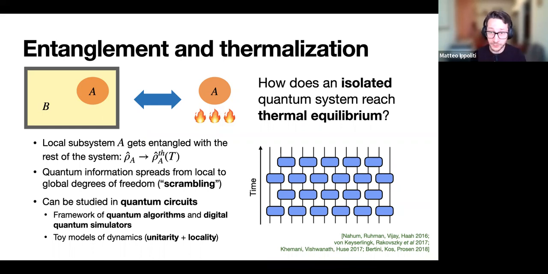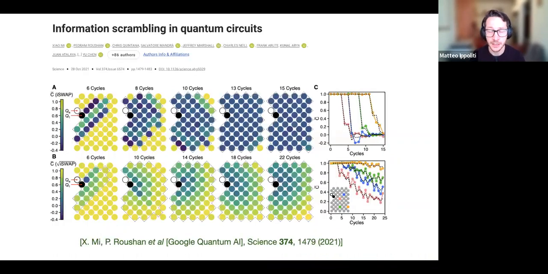So, within these models, one can study how, for example, if we initialize some quantum information in a local degree of freedom, over time this becomes spread out and scrambled over the entire system. And the fact that these models connect to experimentally relevant models of digital quantum simulation can be leveraged to really explore this, as has been done, for example, in this recent work by the Google Quantum AI group on information scrambling as measured on their Sycamore chip.